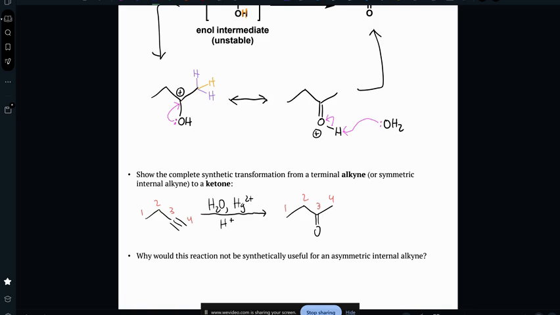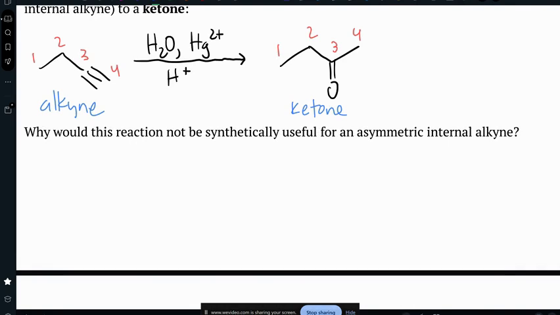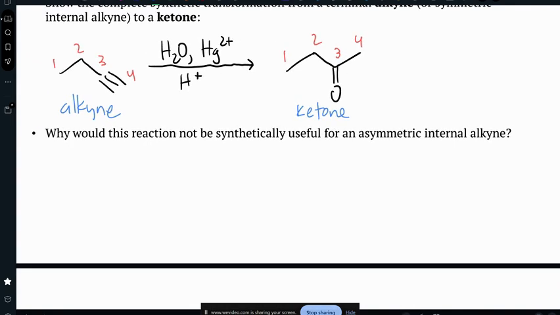So it's a way to go from an alkyne to a ketone. I ask, why wouldn't this reaction be synthetically useful for an asymmetric internal alkyne? Well, the issue is if I have a symmetric internal alkyne, or the same R group on both sides, then I could imagine making two products.